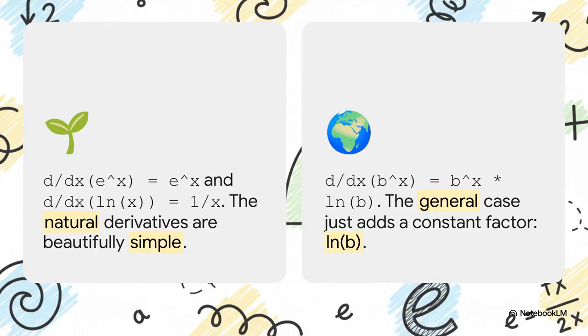And check out the result. When you compare the general rules to the natural ones, they're almost the same. The derivative of b to the x is just b to the x times a little something extra, the natural log of b. And the derivative of log base b of x is almost 1 over x, but it's got that ln of b in the denominator. So that mystery constant we found way back at the beginning, that b'(0), it was the natural log of the base the whole time.